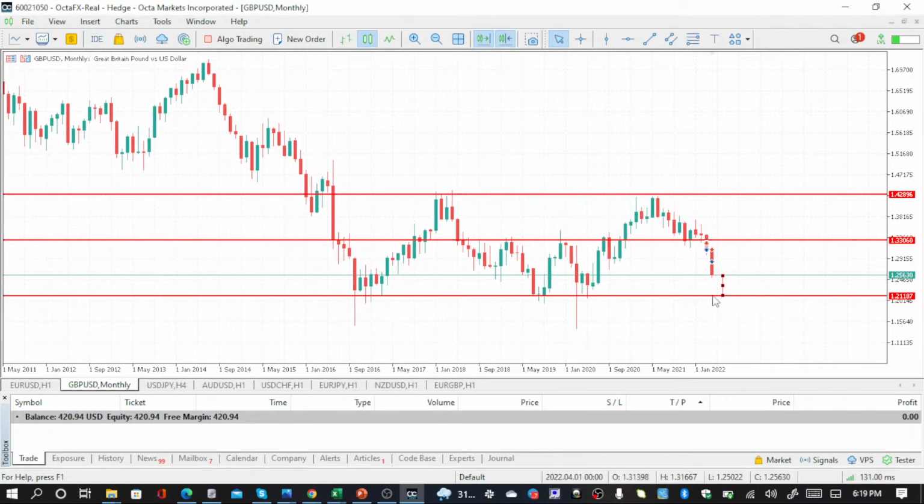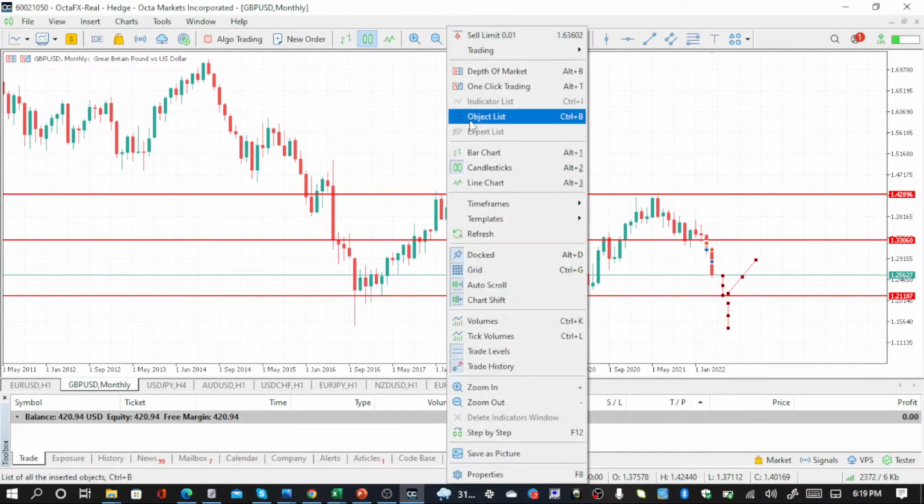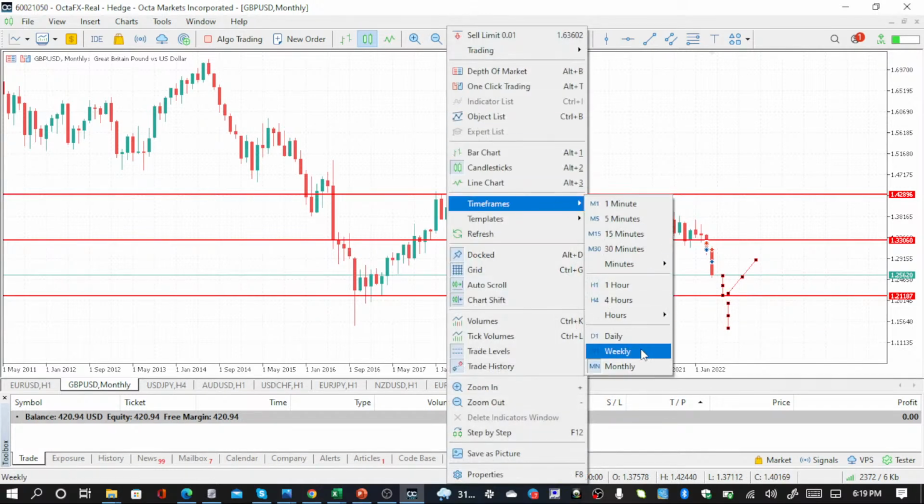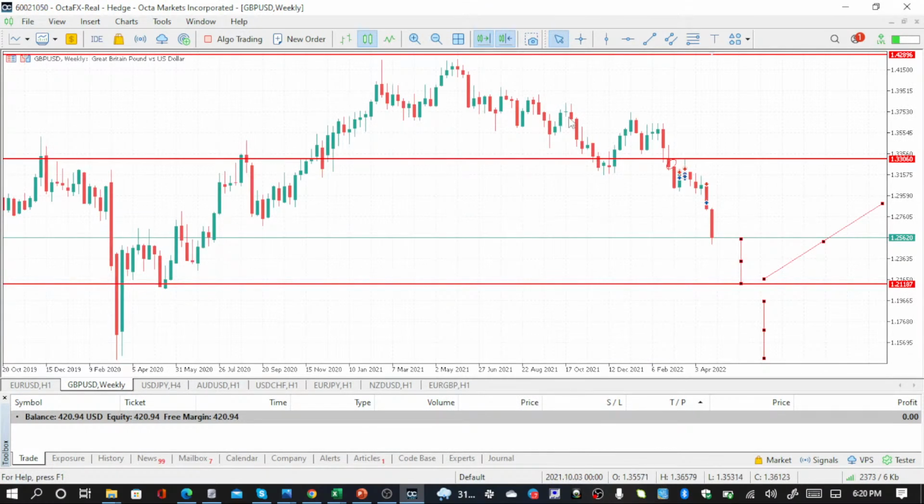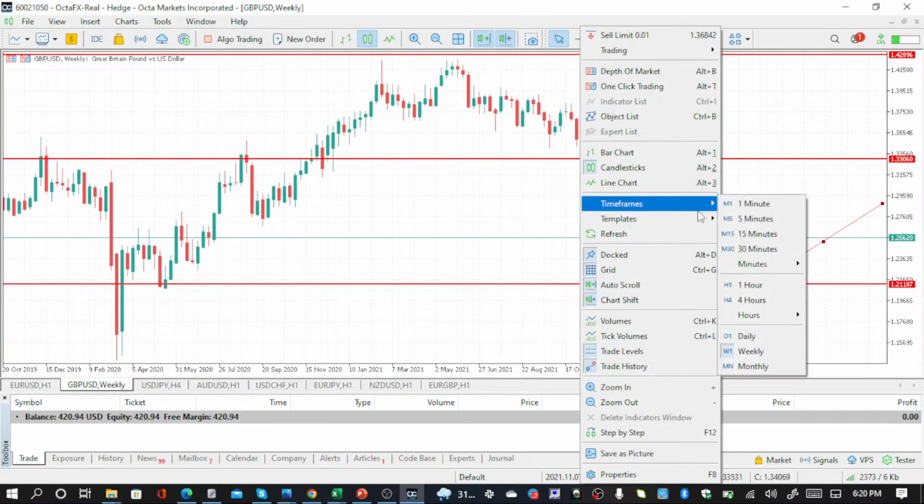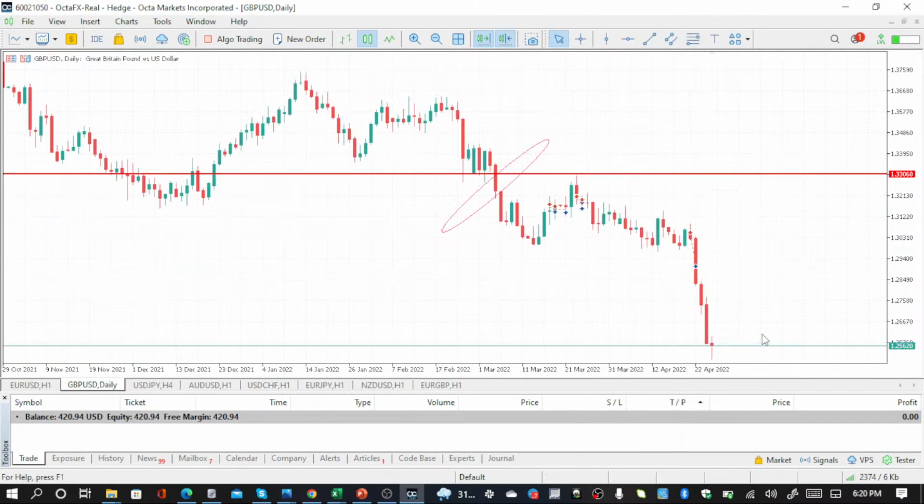Then from here there will be a determination of whether there would be a bullish movement or a further breakdown. This level still has more short potentials. Let's look at the daily time frame. From here there are more short potentials.